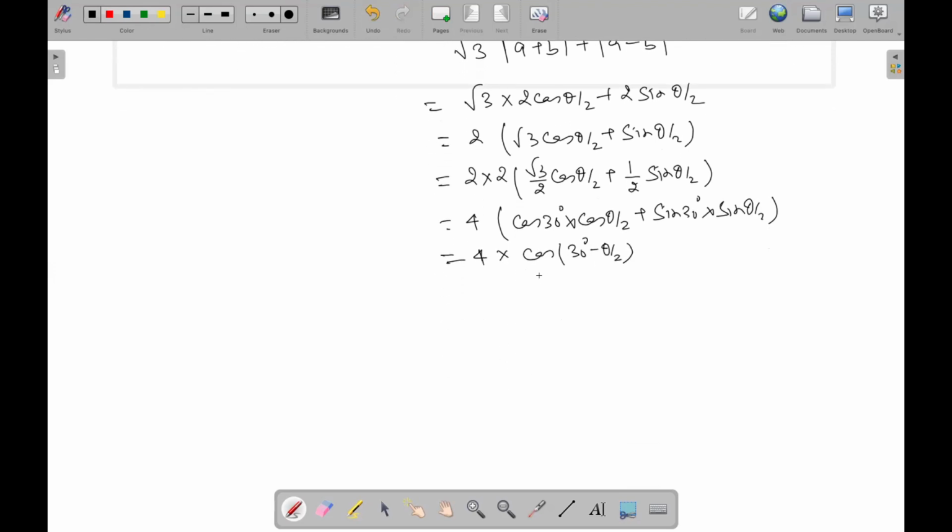Now we know that the maximum value of this cosine will be 1. So the maximum value, or the greatest value, of this expression is 4 itself. So the max value will be 4, and that is what will be your answer.